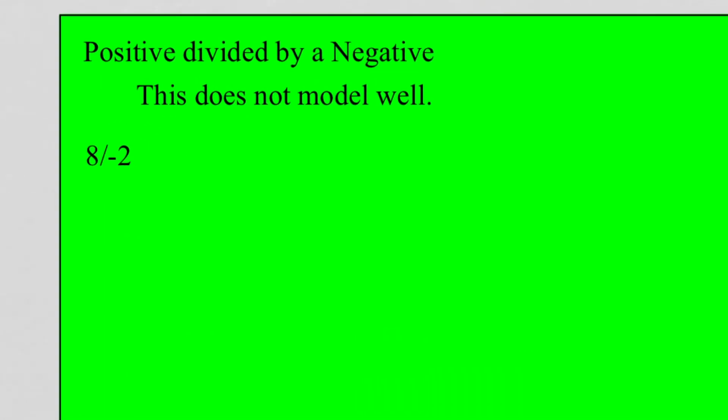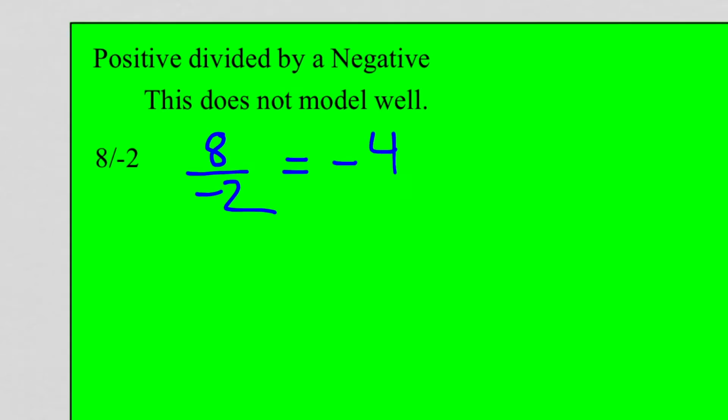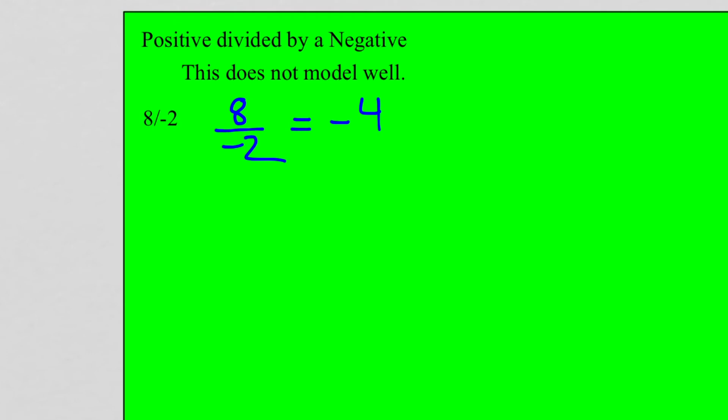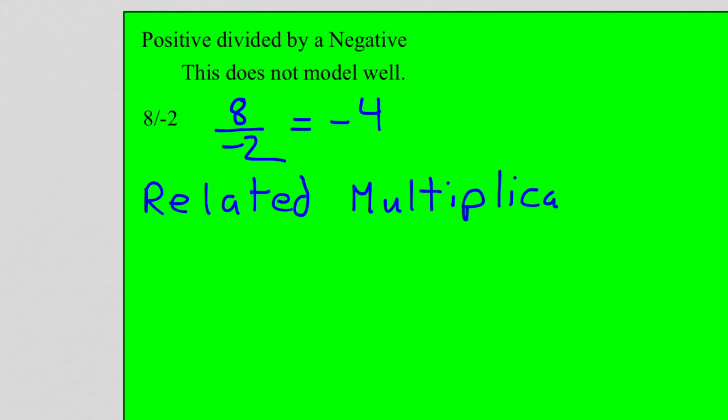A positive divided by a negative does not model well. So I had the kids say, okay, what do you think it's going to be? And they said, based on their knowledge of multiplication, that 8 divided by negative 2 is probably going to be negative 4. So let's use related multiplication to prove this. If we're saying 8 divided by negative 2 equals negative 4, then the related multiplication questions should work out.